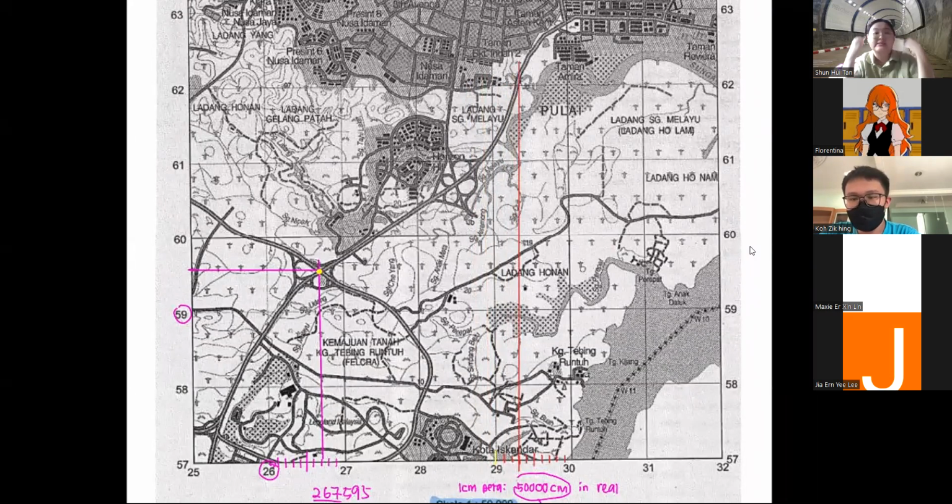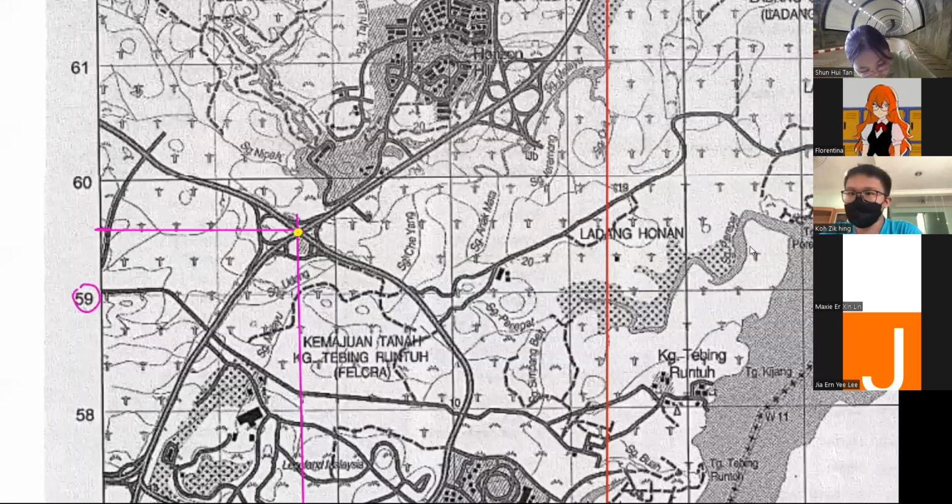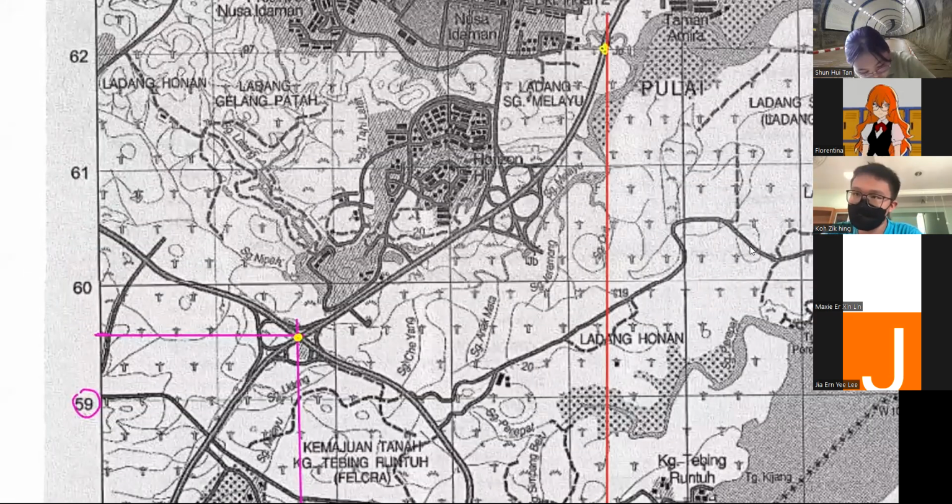So you will realize it's exactly on this area. So use your ruler to measure the distance. Come. Can you measure for me? Come. Use your ruler. How much is the distance? You want to use ruler also can actually. You can get the same answer.